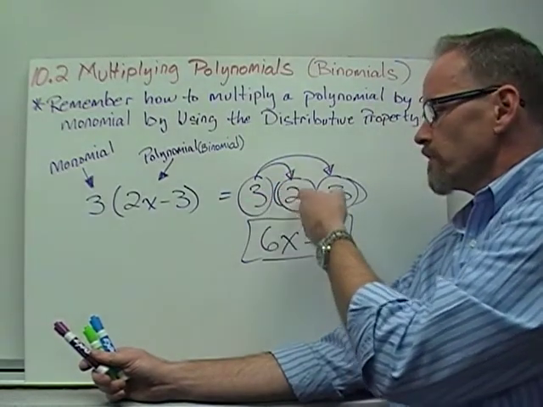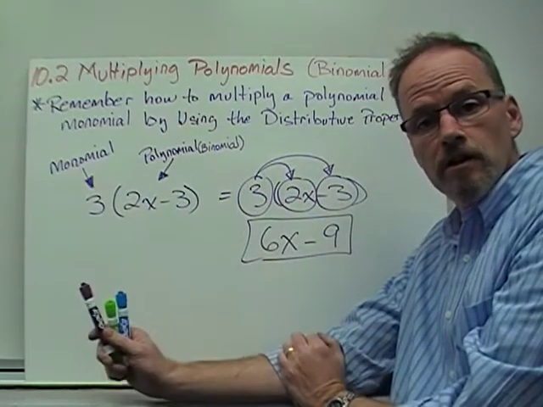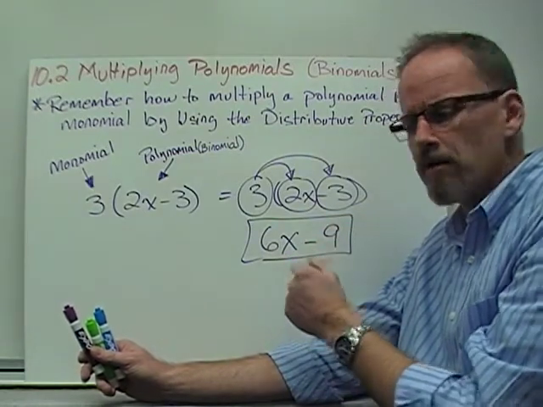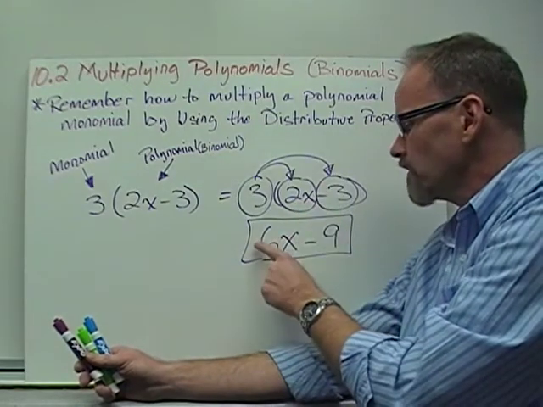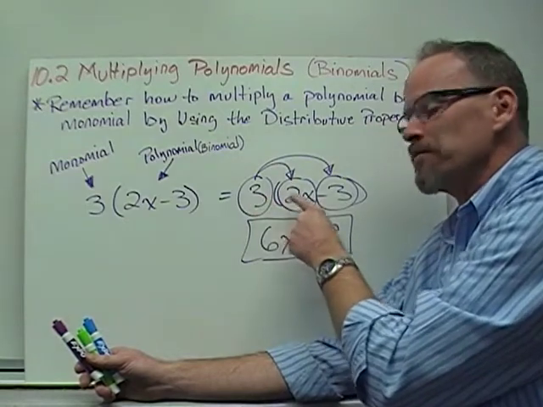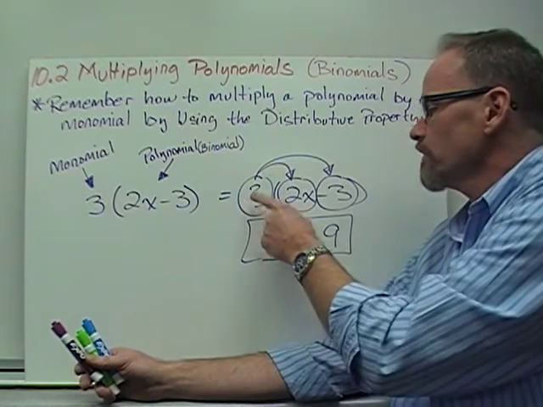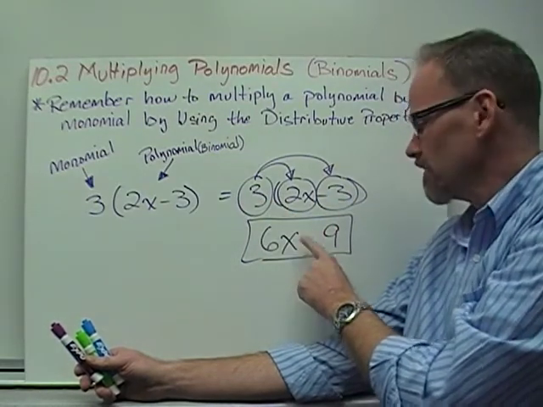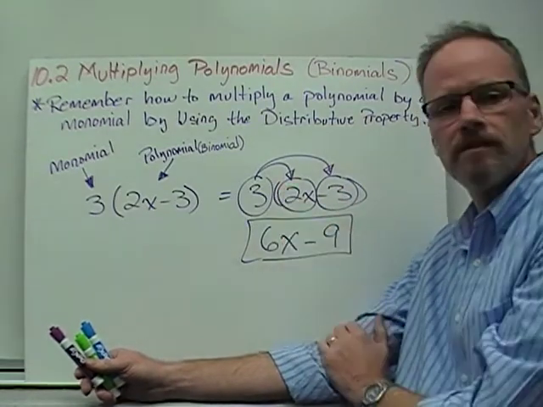You're going to multiply times the first term, 3 times 2x. As you're doing this, it's a great idea to say it out loud in your head till you get the positives and negatives just down. Positive 3 times positive 2 will be a positive 6x. Positive 3 times a negative 3. Positive times negative is negative, so I square that and I get 9. 6x minus 9. You're used to this.